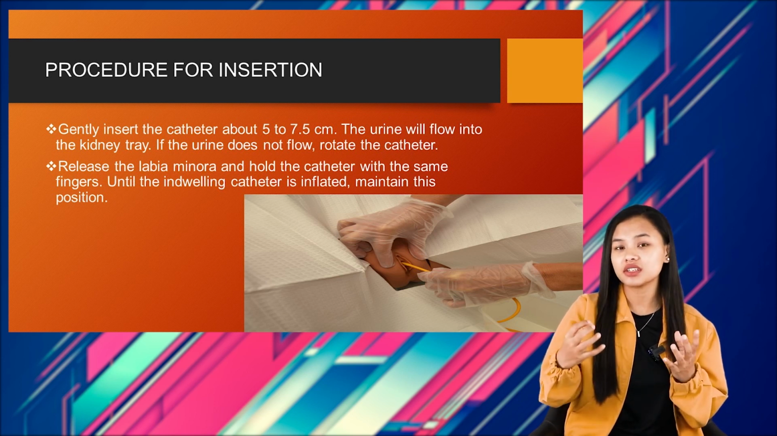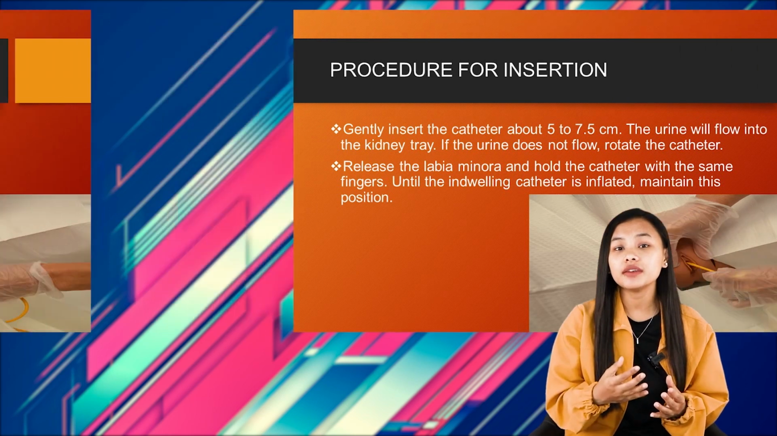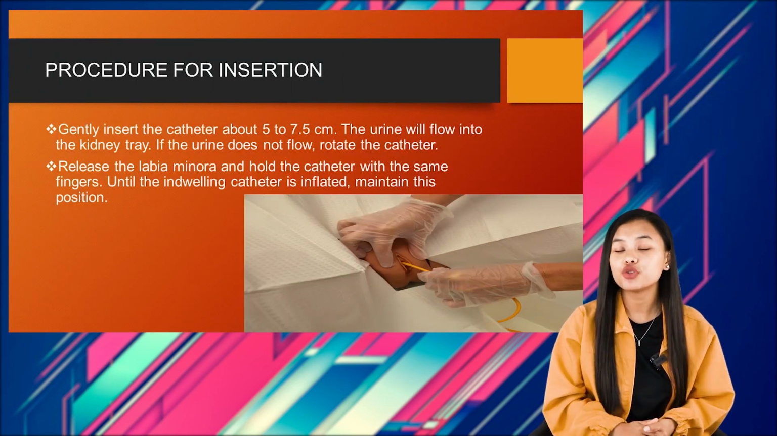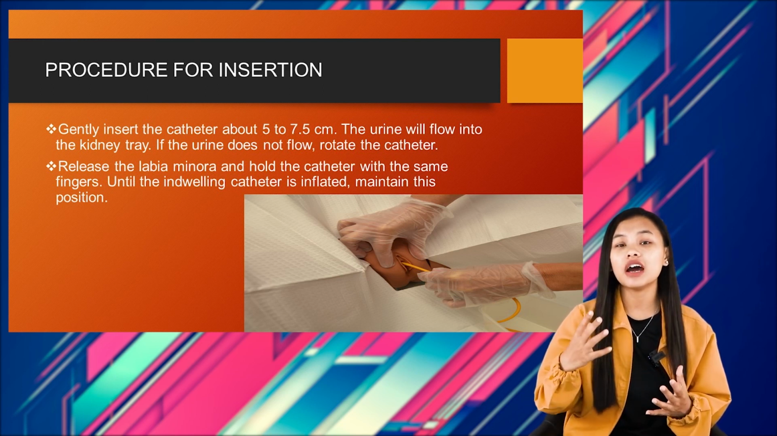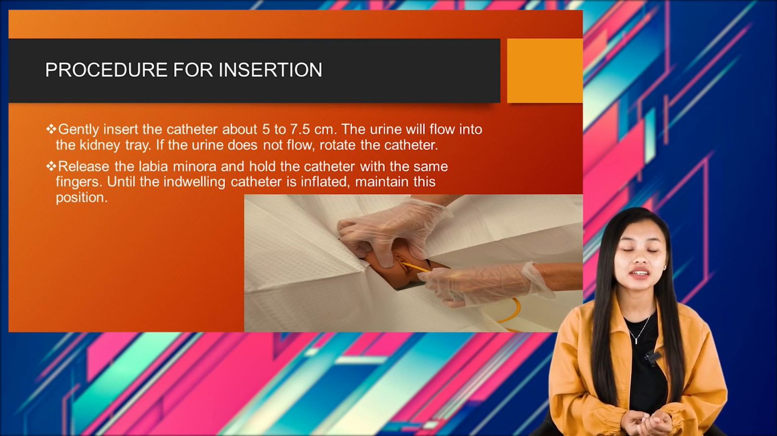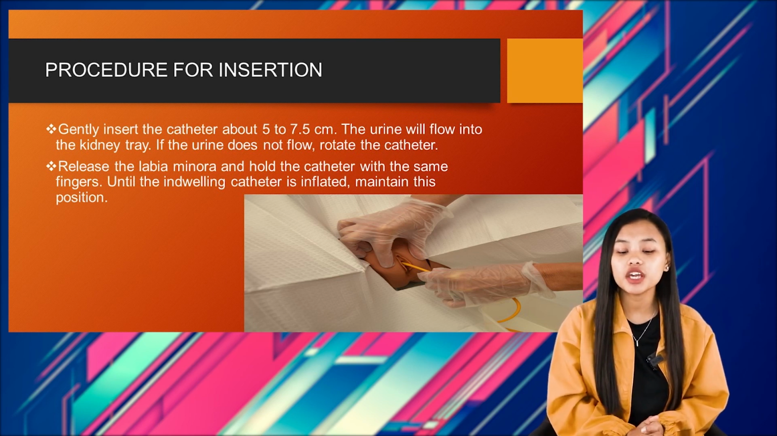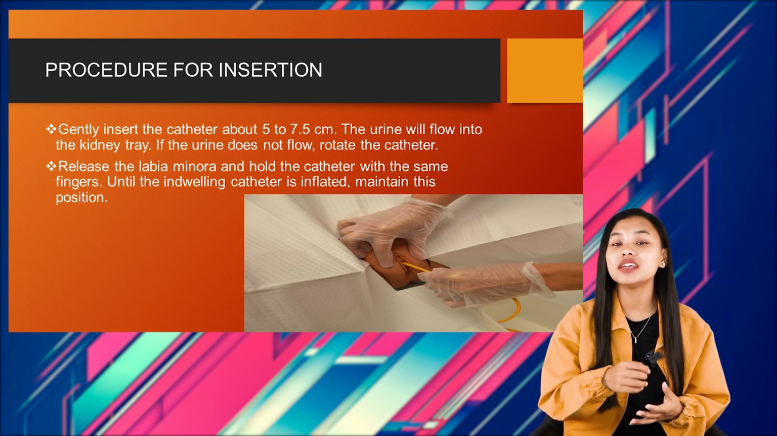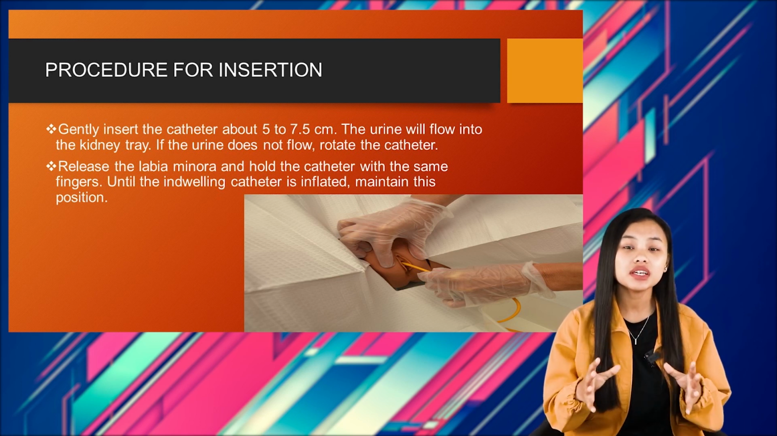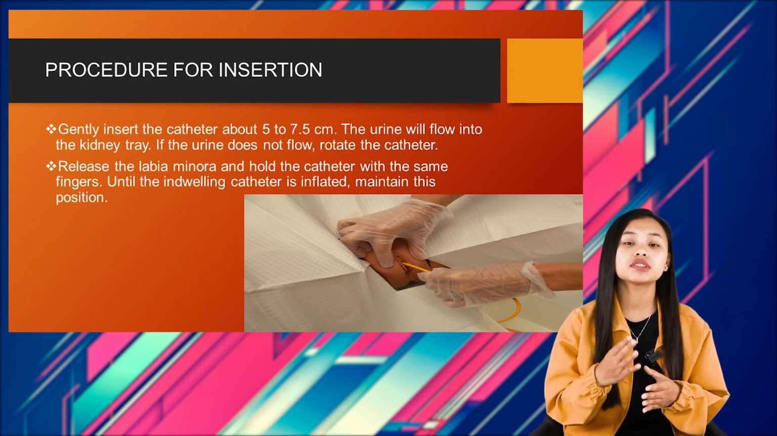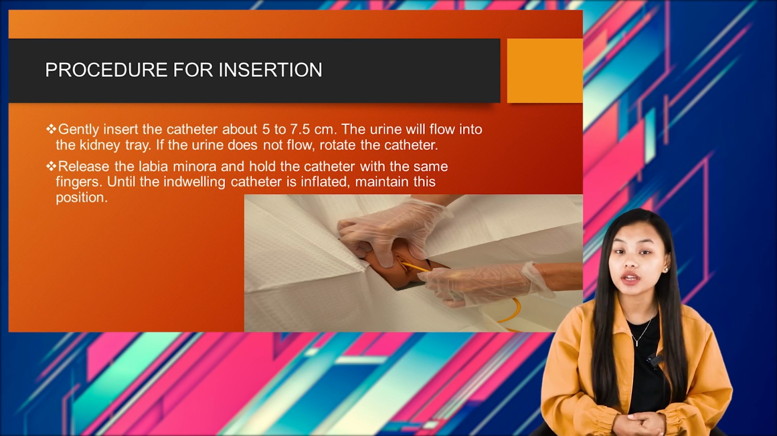And once this catheter is inserted, once it is introduced into the bladder, then the urine will flow into the kidney tray. However, if the urine does not flow even after you have inserted this catheter for about 5 to 7.5 centimeter, then you must make sure that you rotate the catheter. So once this is inserted, you can then release the labia minora, but here you must make sure that you still hold the catheter with the same fingers.